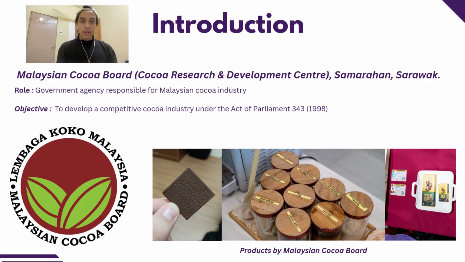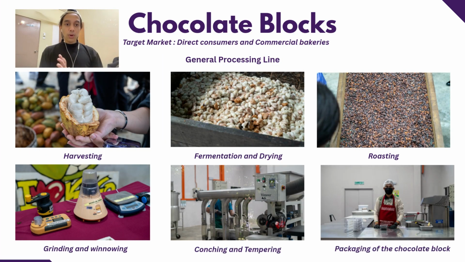In the Kota Samarahan branch, even though it is a research and development center, they still produce a wide range of products covering food products to cosmetic products. For example, in food products, they have chocolate blocks, cocoa powder, cocoa butter, and chocolate milk drinks, and for cosmetic products, they have cocoa-based moisturizing cream and cocoa food cream. The specific product for our case study is chocolate blocks.